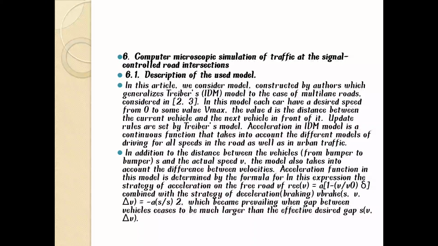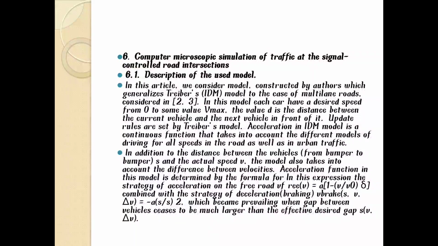Acceleration in the IDM model is a continuous function that takes into account the different modes of driving at all speeds, on the road as well as in urban traffic. In addition to the distance between the vehicles from bumper to bumper and the actual speed v, the model also takes into account the difference between velocities.